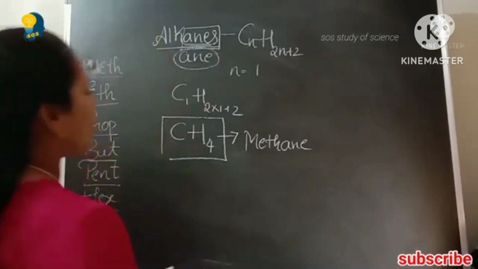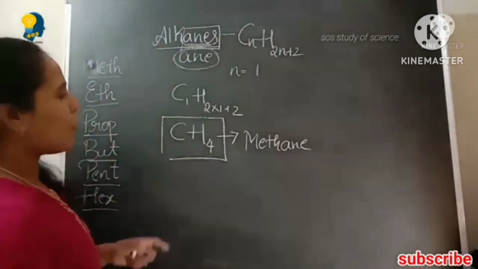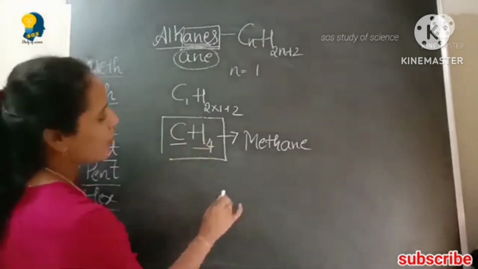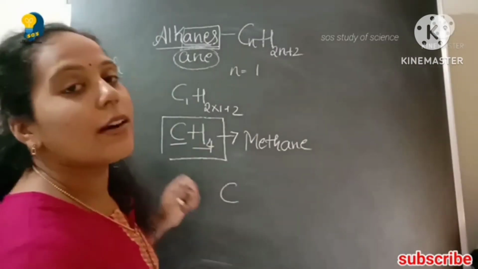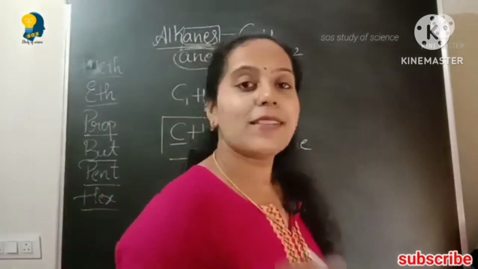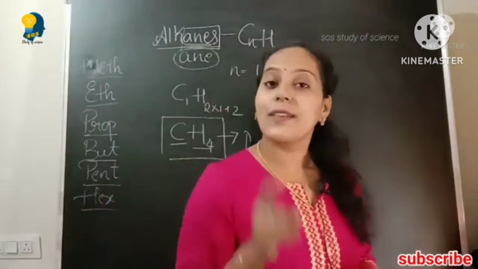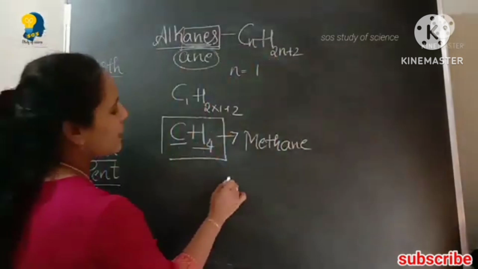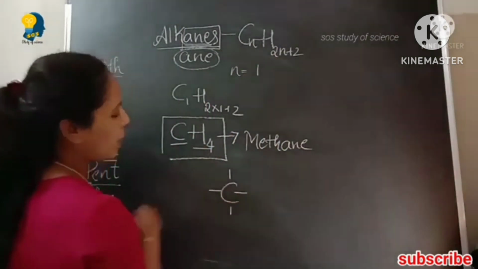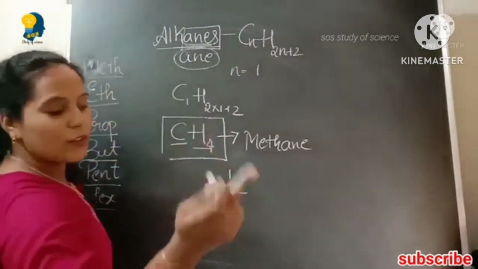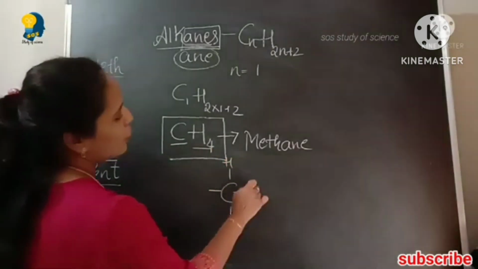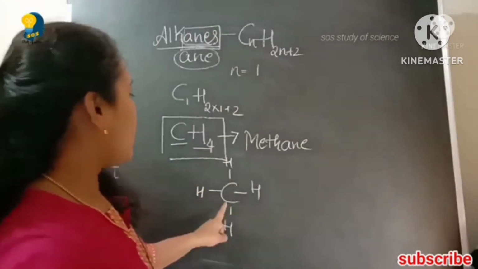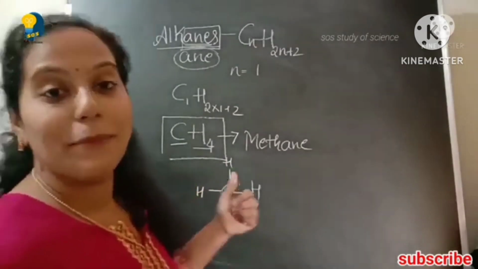How do we write the structural formula? Very simple. Look at the molecular formula. It is 1 carbon atom surrounded by 4 hydrogen atoms. So you know that I told you when I was telling about saturated hydrocarbons, that the saturated hydrocarbons have the single bond. Single bond will be there. So now the carbon will be having 4 bonds. Okay, and how many hydrogens are surrounded by it? 4 hydrogens. There will be single bonds now. Okay, right? So this is how we write the structural formula for methane.